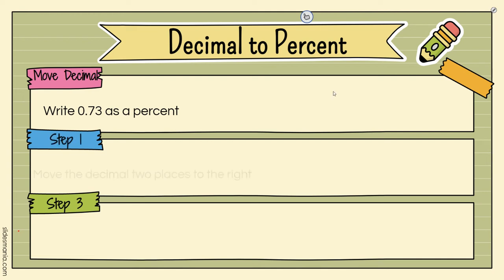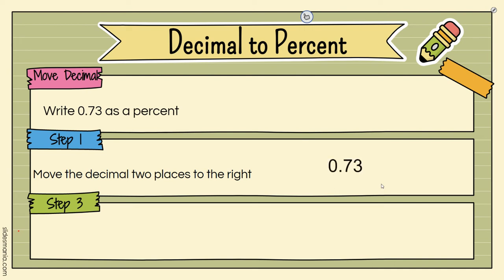So step one, you're going to move the decimal 2 places to the right. Before we moved it 2 places left to get a decimal answer. So we're going to go the other direction by going back to a percent. We're going to go to the right this time. And again, it's 2 places because it's out of 100 or hundredths place.